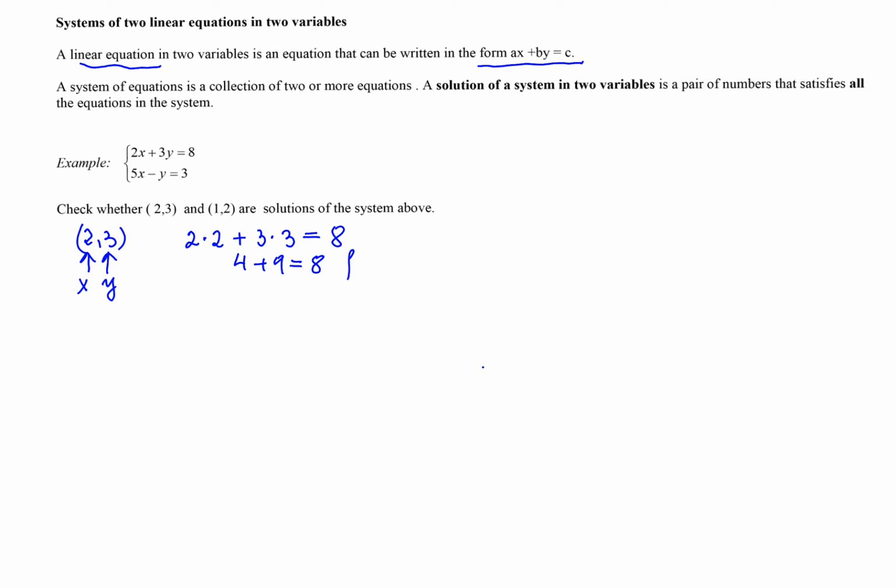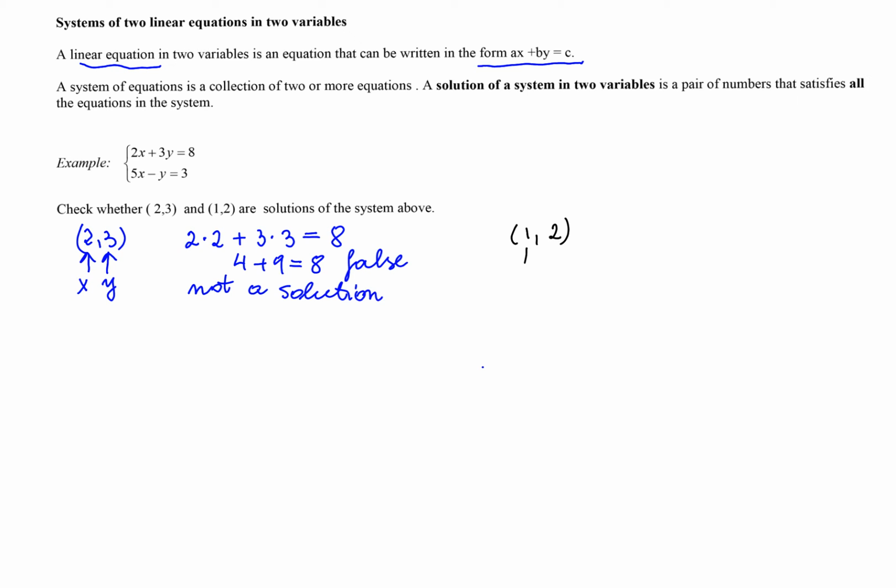And clearly this is false. So the first equation is already false when we substitute x and y with 2 and 3, and therefore this is not a solution. It doesn't make the first equation true. Now let's look at the second pair. The pair of numbers is 1 and 2.